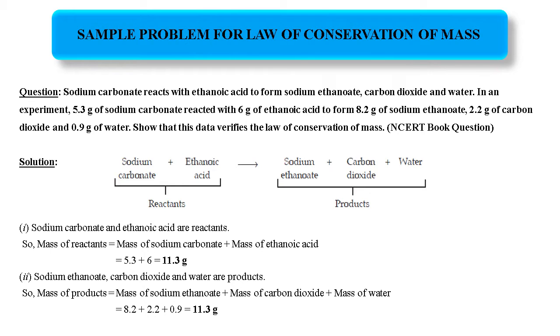When they combine, their addition results in 11.3 gram. Now, let's calculate the mass of the products. Here, the products are sodium ethanoate, which has a mass of 8.2 gram, carbon dioxide with a mass of 2.2 gram, and water with a mass of 0.9 gram. On adding them, we get 11.3 gram. This verifies that this equation follows the law of conservation of mass.